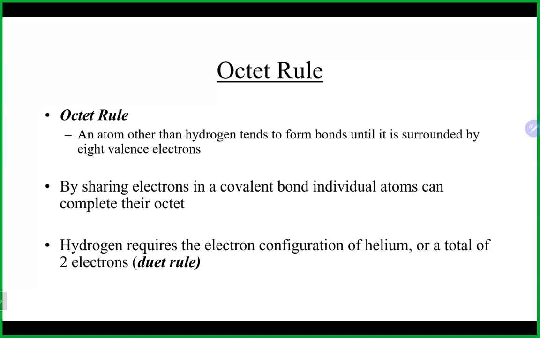And the octet rule basically means that everybody except for hydrogen will continue to make bonds until it has 8 valence electrons around it. So that is the goal, to continue to make bonds with other elements until you hit the magic number of 8, which should put you in the same sort of position as the noble gases. The one exception obviously is hydrogen. And once again, hydrogen should only have 2 electrons. That is what is sometimes referred to as the duet rule.